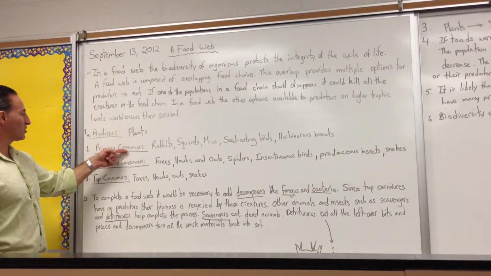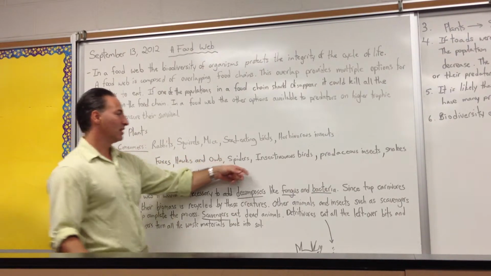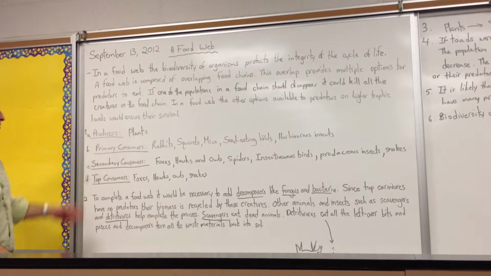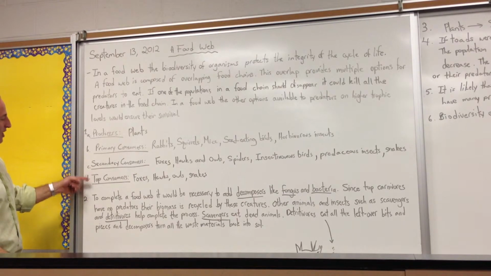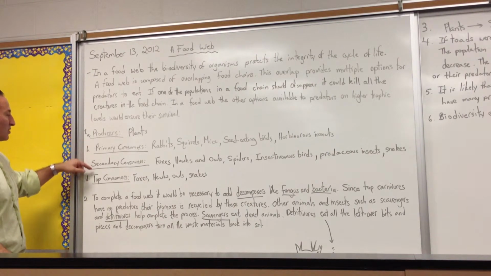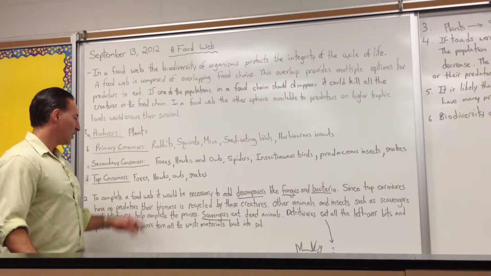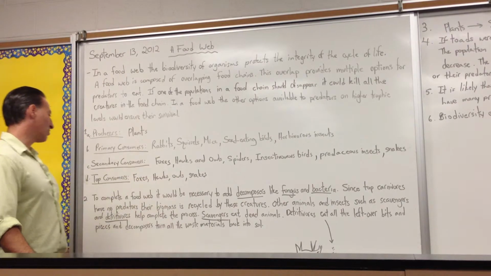Now, the creatures that eat the primary consumers, like foxes and hawks, owls, spiders, insectivorous birds, and predaceous insects and snakes, are secondary consumers. And you'll also notice that some of the top consumers happen to also fall into the category of secondary consumers. It can happen that something that eats a primary consumer also happens to be the top consumer, or the top carnivore. In the diagram that we have, foxes, hawks, owls, and snakes are the top consumers.